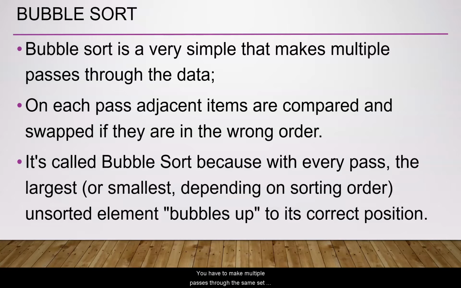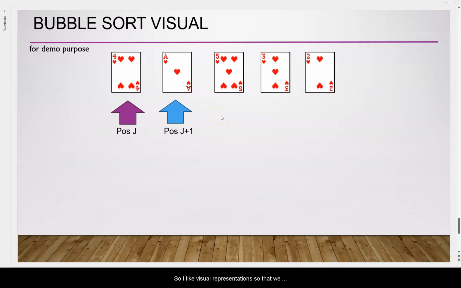You have to make multiple passes through the same set of data, and each time you go through the data, you compare two items. And the reason it's called a bubble sort is every pass you're either, depending upon how you're doing your comparison, bubbling up or bubbling down your elements. So I like visual representations so that we can easily see how something's working. So I just have 5 cards here.